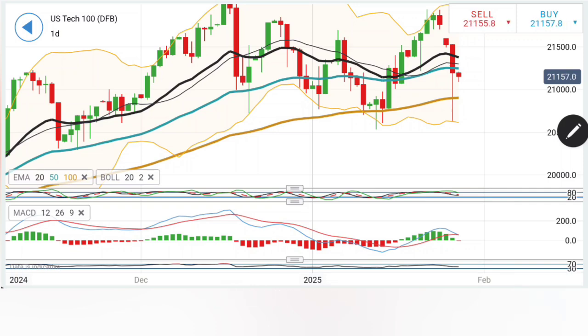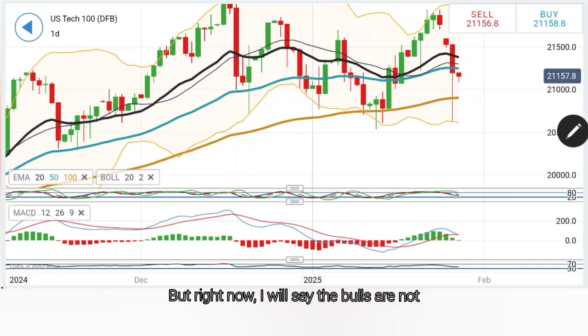And beyond this, we are looking forward to an extreme rise towards 21,475, and then towards 21,600 levels as well. But right now, I will say the bulls are not so excited with this journey. Maybe with the US session, we can see this move.